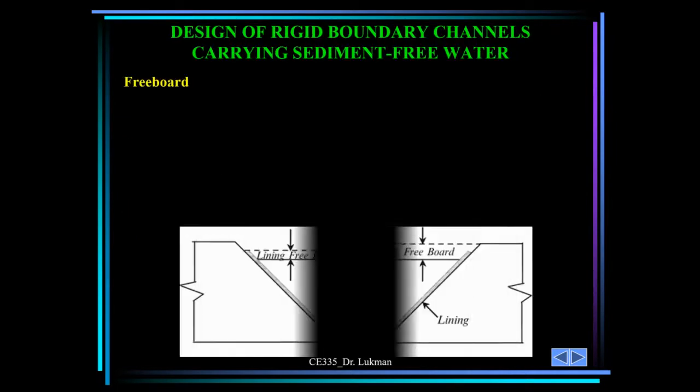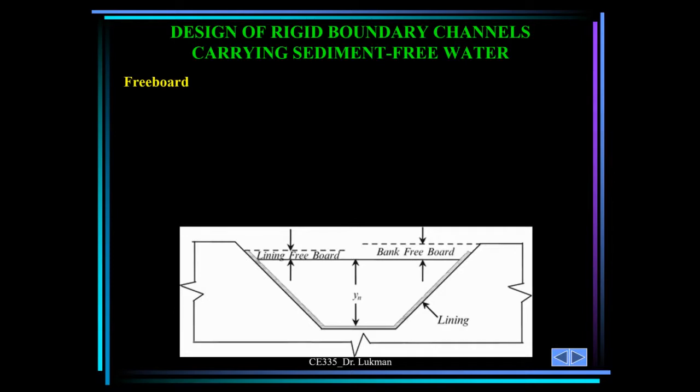Now, another issue is freeboard. Freeboard here is the distance between the maximum water level to the top of the channel. This is the lining. So meaning we're expecting the maximum water level to be this, and this is the maximum depth of the channel. So this difference between the maximum water level and the top of the channel is called the freeboard.